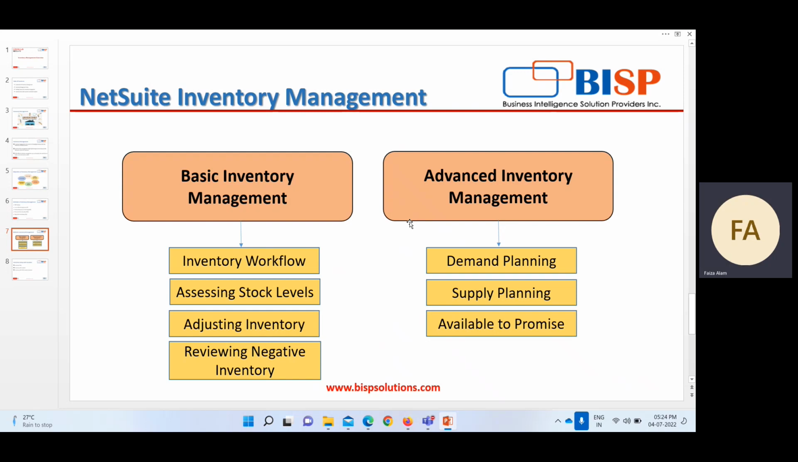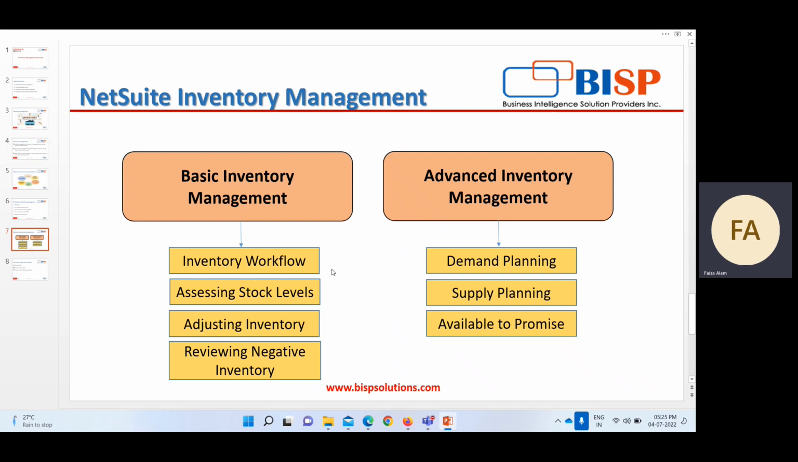If we talk about the NetSuite application, NetSuite inventory management is also concerned with tracking and storing all the inventories in a very well planned manner, so that the production does not get hampered. NetSuite inventory management has been divided into two categories: basic inventory management and advanced inventory management.